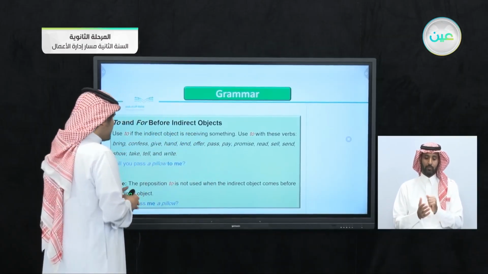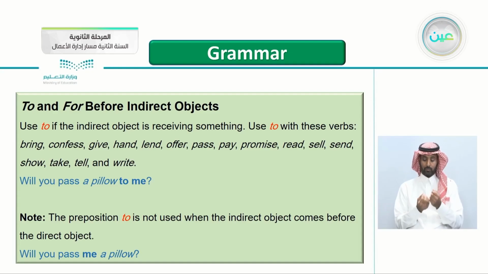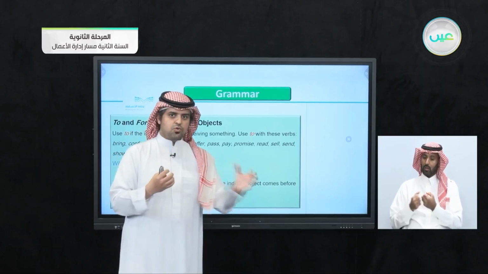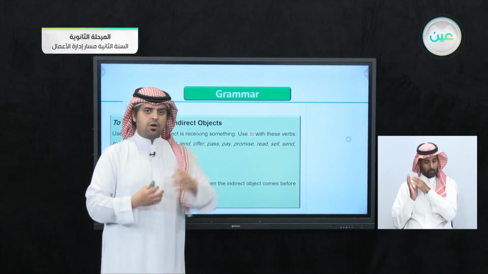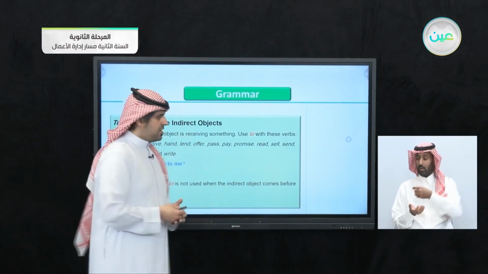We use to with these verbs: bring, confess, give, hand, lend, offer, pass, pay, promise, read, sell, send, show, take, tell, and write. For example, here, will you pass a pillow to me? To me, I'm the indirect object. I'm receiving the pillow. Or can you pass the salt to me, etc.